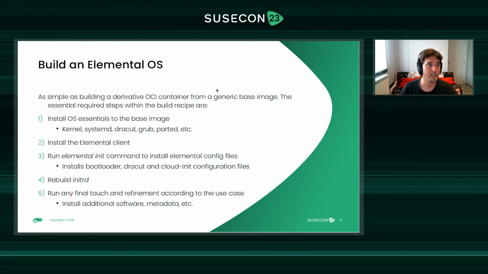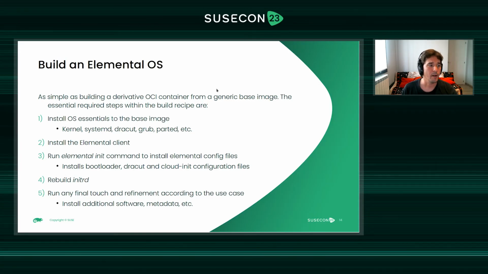So following on, in the next section we're going to build an Elemental OS, and we're going to see how it can be built from a generic base image. A generic base image, I understand it as a generic container image from any distribution. For instance, what we would get if we do a Docker pull openSUSE Leap: we get a container that per se is not doing anything special, but is just meant to be used as a base image to create another workload.